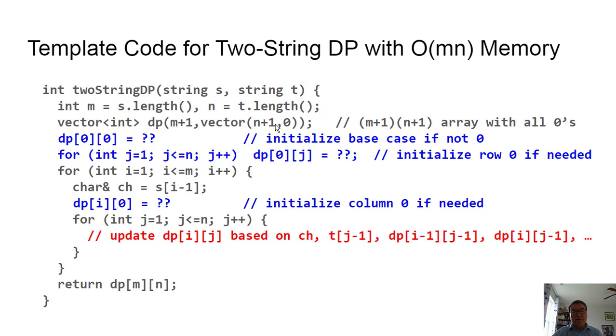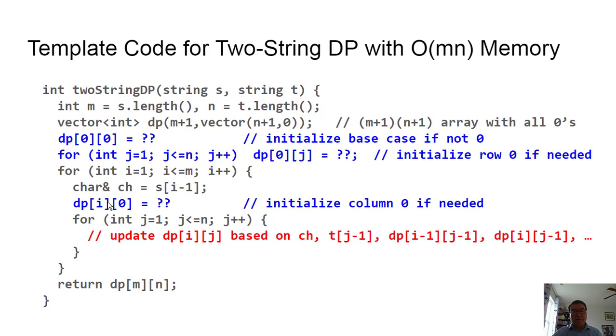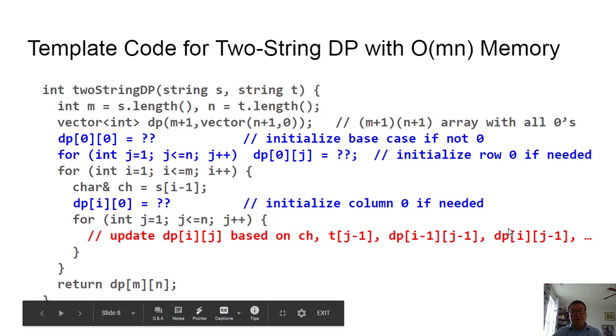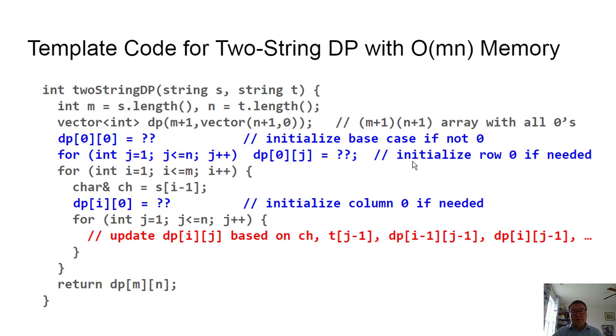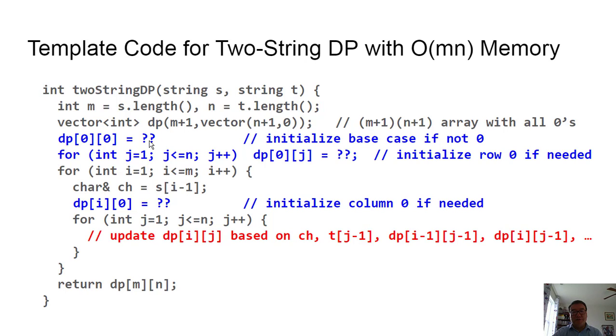So we define this 2D array, m plus 1 by n plus 1, initialized to 0. Then we need three initializations: the 0,0 cell, the first row, and the first column. The first row is initialized here, and the first column is initialized here inside this loop, and then inside the double loop we update dp i j based on these values. For this particular problem, all of the initialization is 0. But for some other problems, we may need to initialize some of these to 1 instead of 0, for example, counting how many ways for things to happen. In that case, we often initialize dp 0,0 to 1. So that's it for this problem.